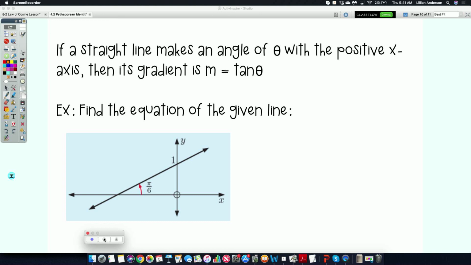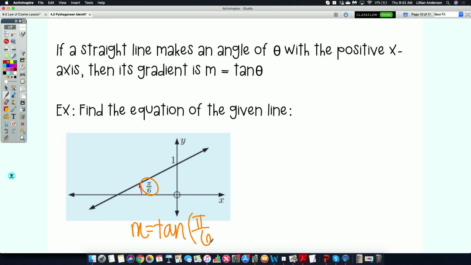So in this particular picture, when we're asked to find the equation of the given line, we don't know 2 points in order to use the 2 points and go through the slope formula and then y equals mx plus b. But we are given the angle that that line makes with the x-axis, and it is pi over 6. So then to find the slope of that line, or the gradient of that line, we just do the tangent of that angle. Now, pi over 6 is on your unit circle.